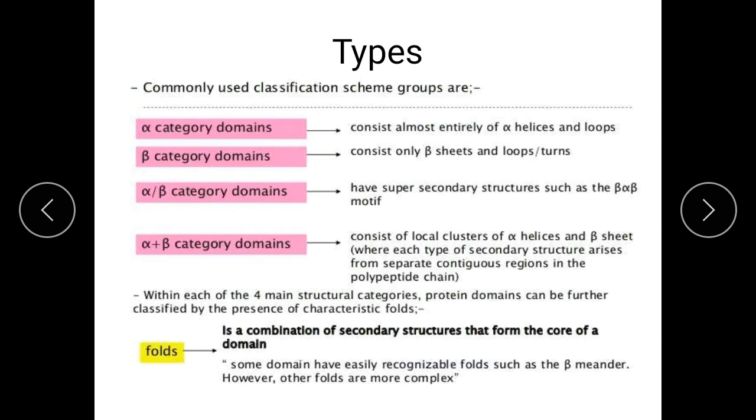Okay, so there are types of domain. Alpha category domains consist almost entirely of alpha helices. Beta category domains consist of beta sheets and loops. Alpha or beta category domains have super secondary structures, that is the beta alpha beta motif. Alpha plus beta domains consist of alpha helices and beta sheets. These classes we have already studied, that is the protein folding classes. So what is a fold? It is a combination of secondary structures that form the core of a domain. I'm not going to discuss this in detail because we have already learned it.